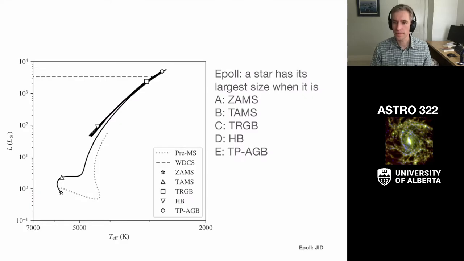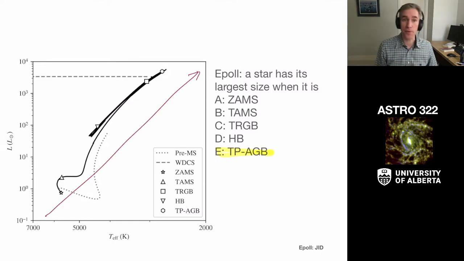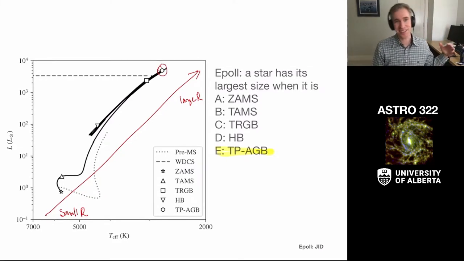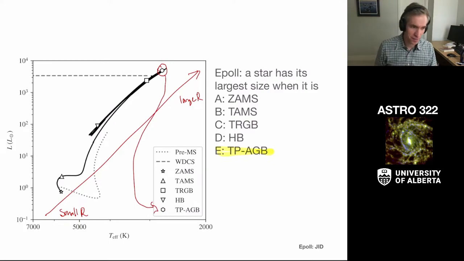Awesome. All right. Okay, so the correct answer here is the thermal pulsation AGB. And you can get that just by looking at this luminosity-temperature diagram and recalling that as we move up into the upper right-hand corner, these are large radius stars. Big R. And these stars up here are the things that are farthest up into that corner. And then you just read down here. Oh, that's the TPAGB plot symbol indicator.